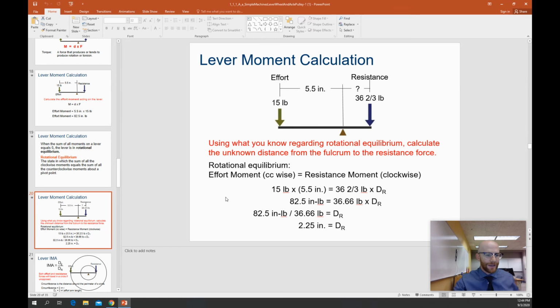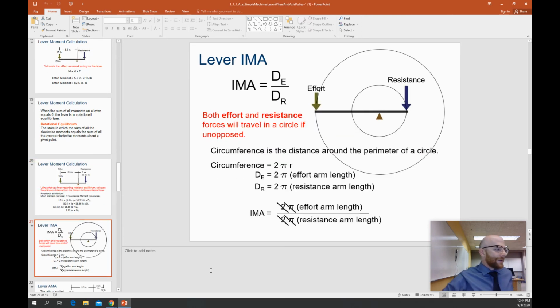Okay, that's right here on the screen. So then we know the distance of the resistant arm is 2.25 inches.